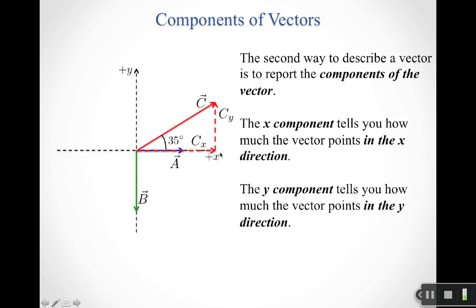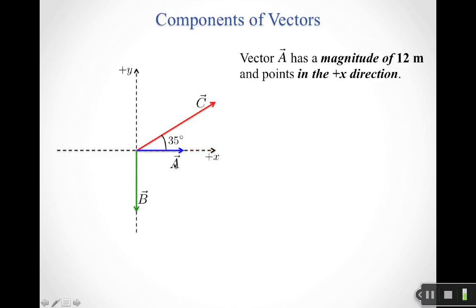The y component tells you how much the vector points in the y direction. In this case, y is our vertical component. So our two components are telling us that to make vector c, you need to go this far to the right and then this far up. This far to the right is known as the x component, and this far up is known as the y component. One of the things we want to get very good at is taking our vectors and breaking them up into components.